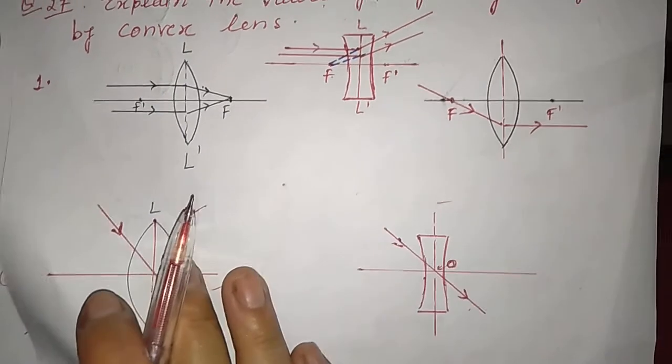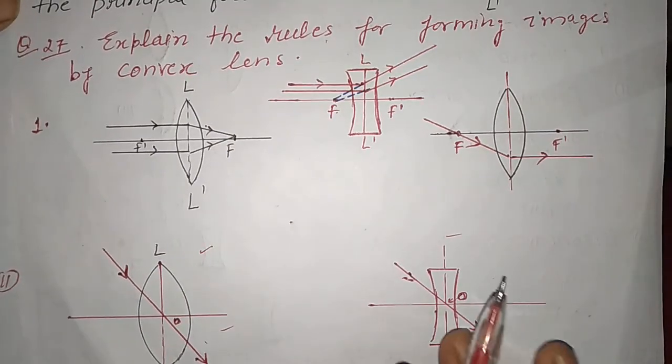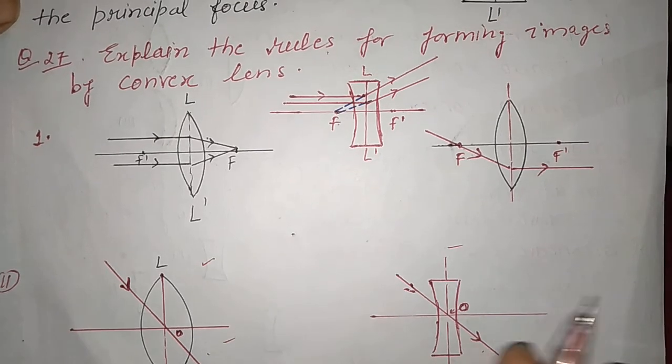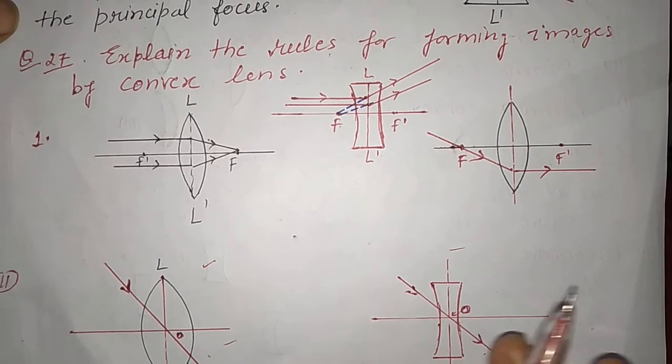So these are the rules that we have to use to draw the images at various positions for the concave and the convex lens.